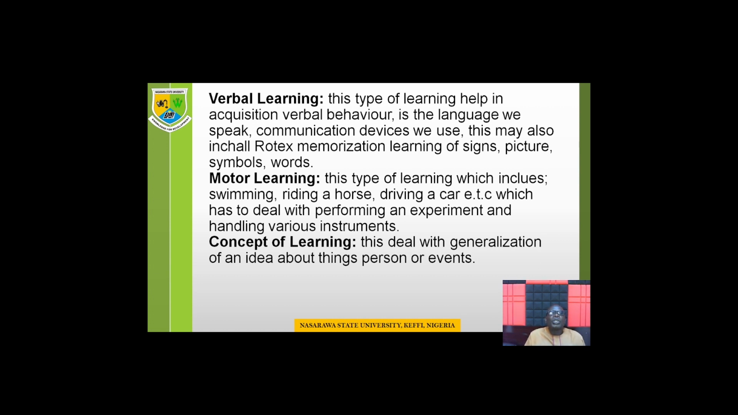The explanation goes like this. Verbal learning. This type of learning helps in acquisition of verbal behavior. It is the language we speak, the communication device we use.